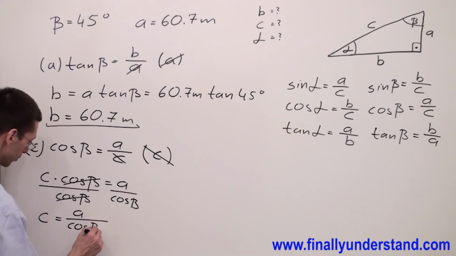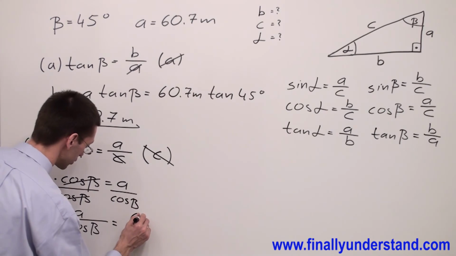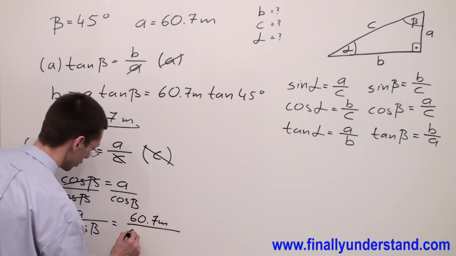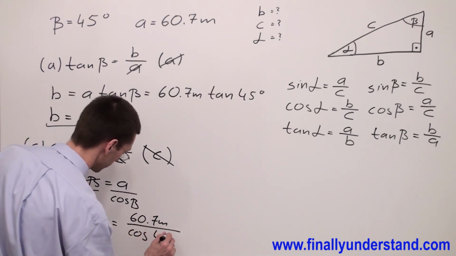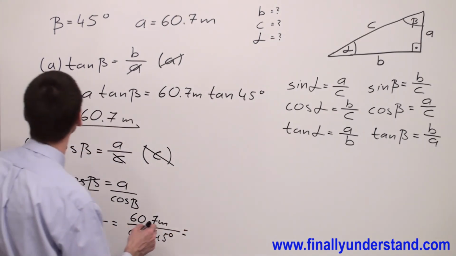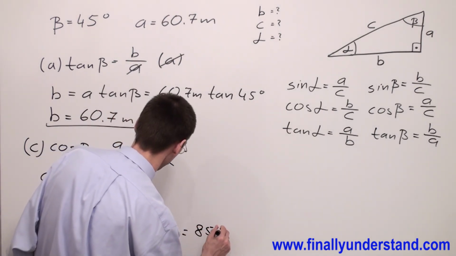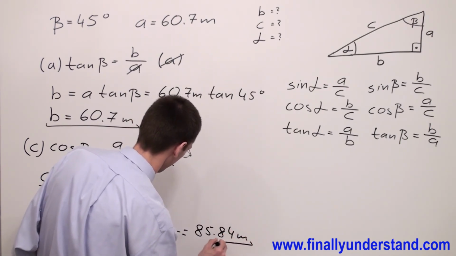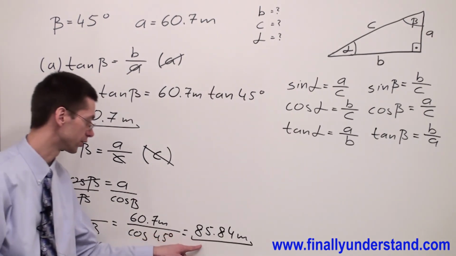cosine beta, where A is equal to 60.7 meters over cosine of 45 degrees. Plugging these values into the calculator, you're supposed to get 85.84 meters. Okay, and this is the length of the hypotenuse, the length of side C.